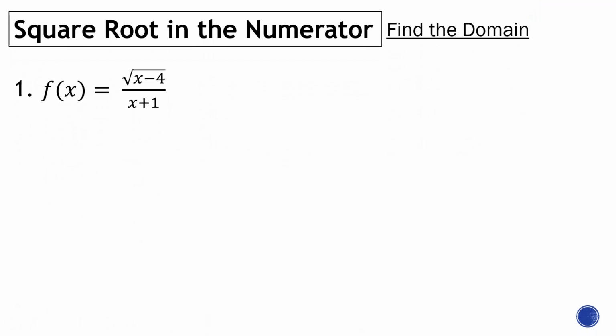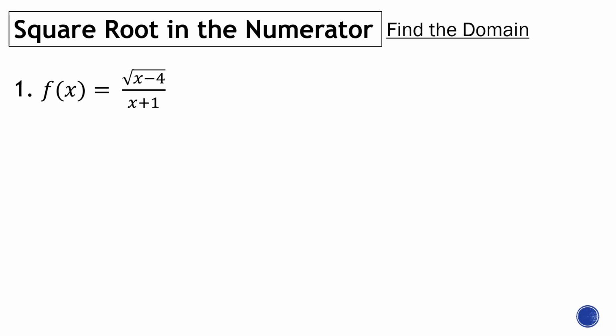So there are two things we need to consider here, the numerator and the denominator at the same time. We will find the domain of the numerator and find the restriction. The restriction is that x minus 4 cannot be a negative number. In the denominator, x plus 1 cannot be equal to 0. We will consider those two things, find the intersection of those two, and that will be our domain. So let's begin with the numerator.